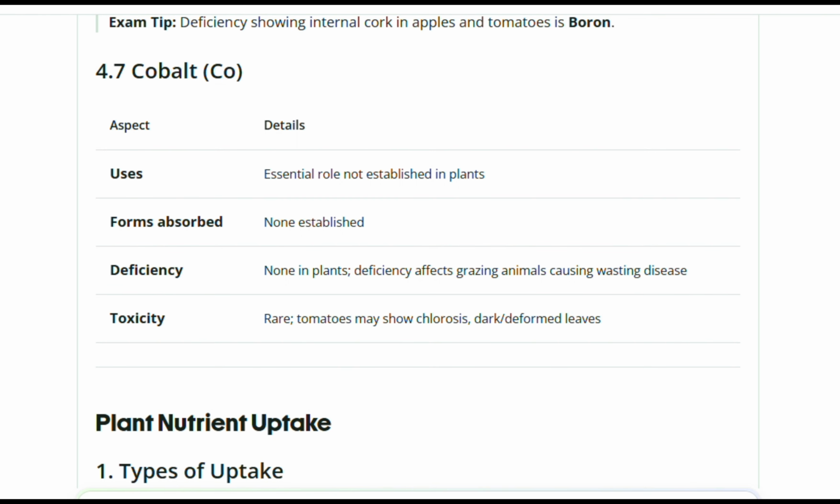So deficiencies, none in plants. Grazing stock show evidence of wasting disease, right? Then toxicity is also rare. It's rare in grazing fields. Tomatoes may show chlorosis, very dark green or deformed leaves.